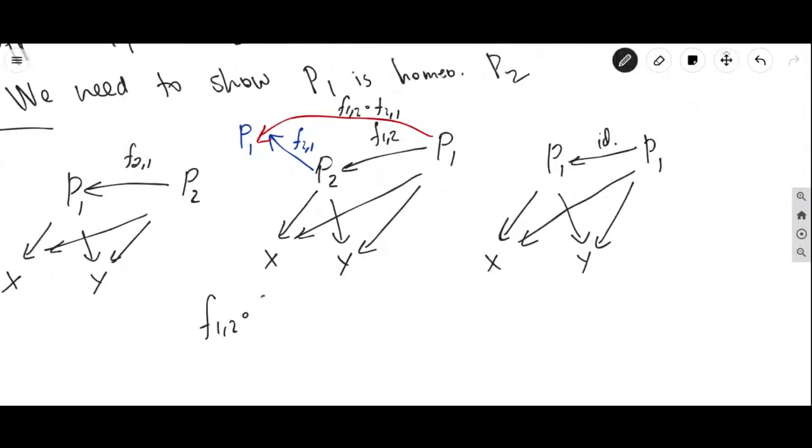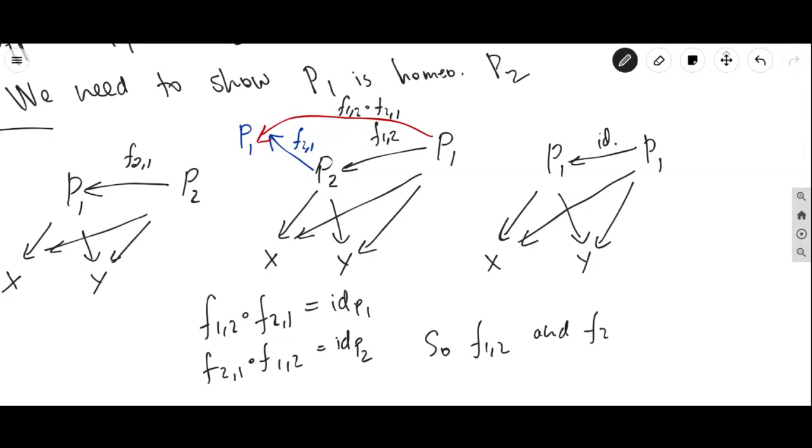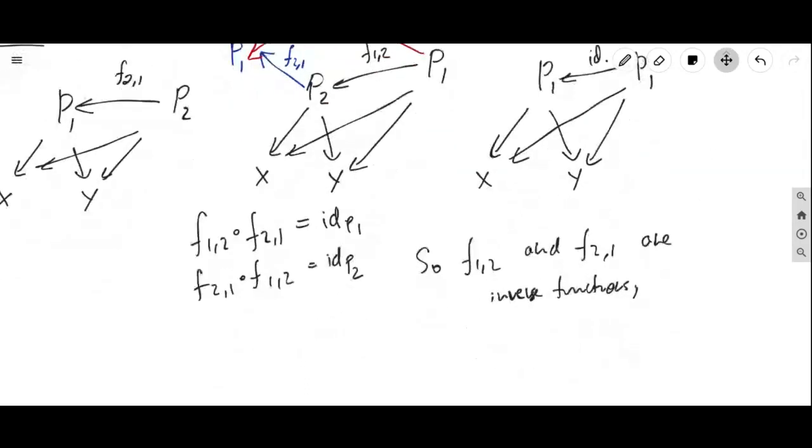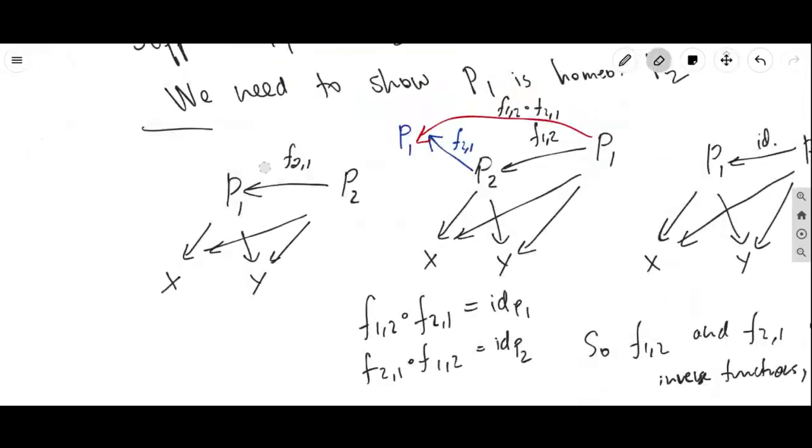So the composition of F12 and F21 has to be the identity mapping, and then you can just repeat the argument the other way around. If you do it the other way around, that's the identity. So this is the identity on P1, and that's the identity on P2. So F12 and F21 are inverse functions, and so P1 and P2 are homeomorphic.